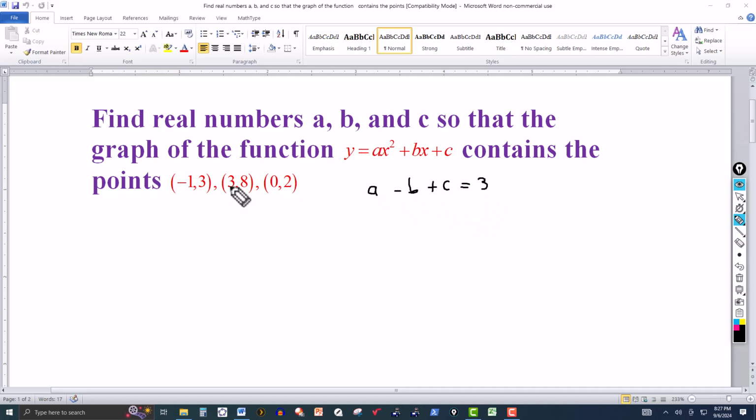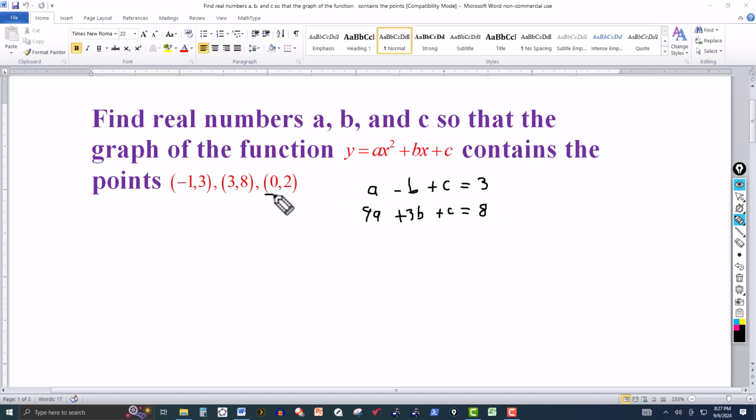For the next one, we know that when x is 3, the y value has to be 8. So let's put 3 where the x is. 3 squared is 9, and that multiplies the a. 3 for the x gives me 3b, plus 3b. And then we get plus c. So again, we know that when x is equal to 3, for this point, the y value is 8. Put it over here on the right.